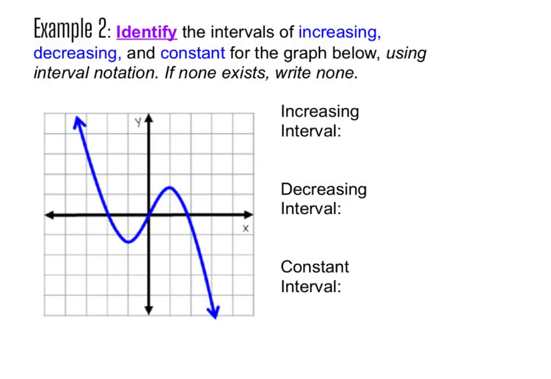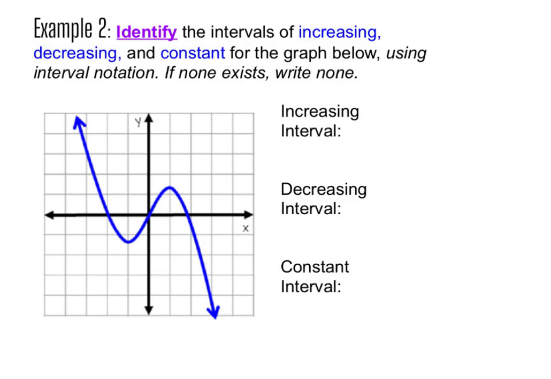So here in example 2, we want to identify the intervals of increasing, decreasing, and constant for the graph below using our interval notation. So a good strategy is to first trace the graph to identify where we are increasing, decreasing, and constant. Then it's a good strategy to highlight the section so it's easier to identify the intervals and then actually state the intervals.